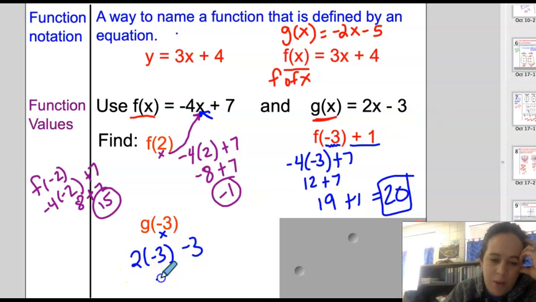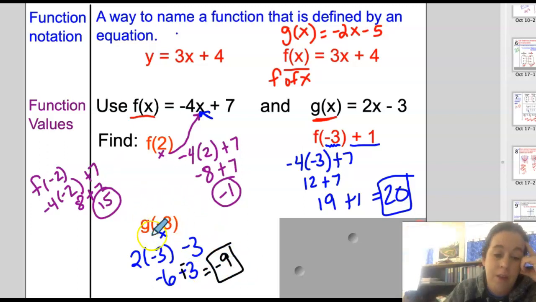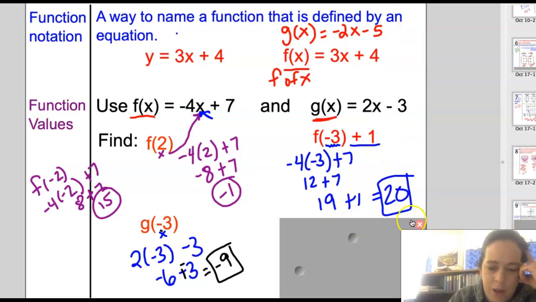Because the g of x equation says do 2 times whatever x is minus 3. 2 times negative 3 is negative 6. And negative 6 minus 3, if I turn that into plus a negative 3, I would get my final answer of negative 9. Right? So this is just a fancy way of saying, solve this if x is equal to whatever the number is inside the parentheses here, and then plug it in and solve your equation. It's just a fancy way of writing these equations. Don't let it trick you up.